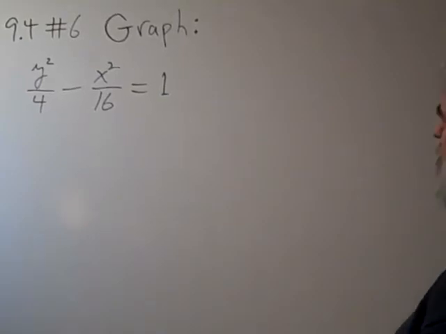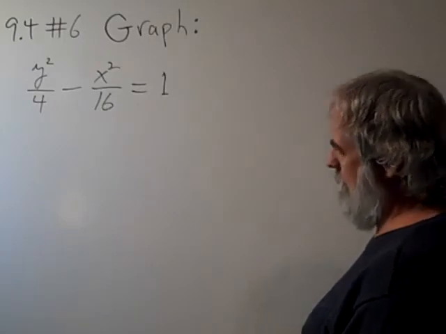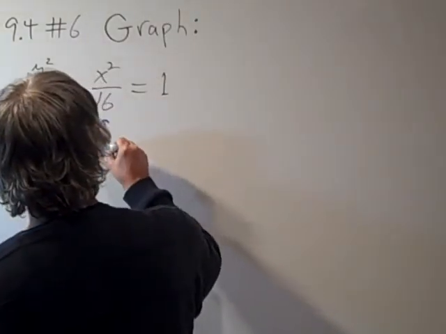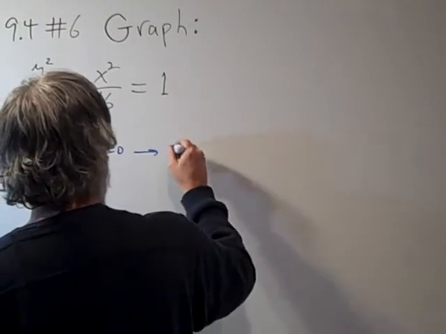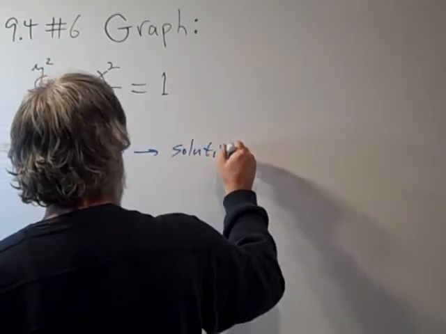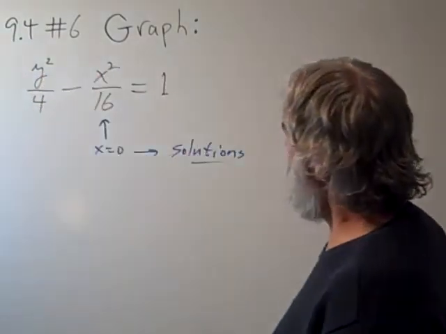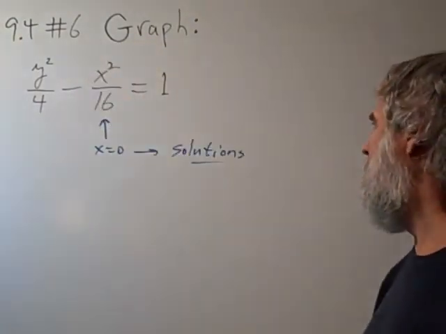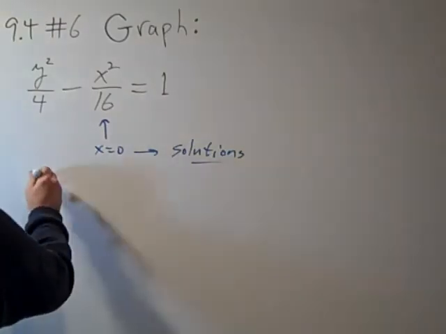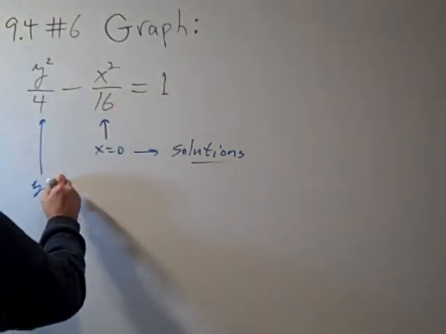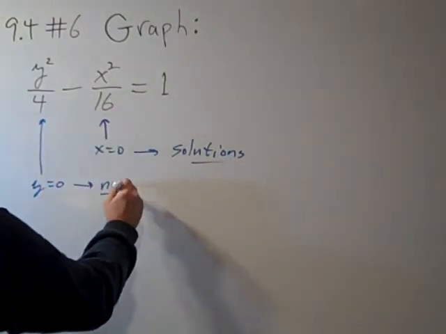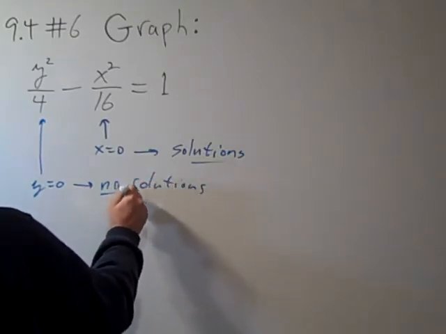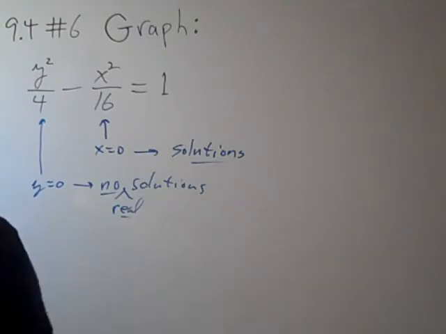Okay, first of all, to graph this, notice that if x equals 0, there are solutions, because y squared divided by 4 could equal 1. On the other hand, if y is equal to 0, there's no solutions. At least no real solutions.